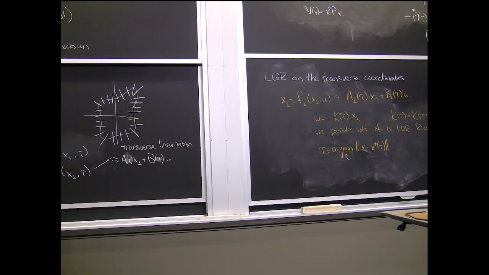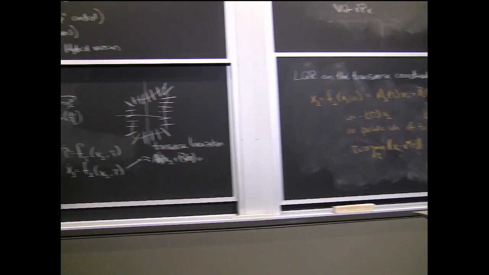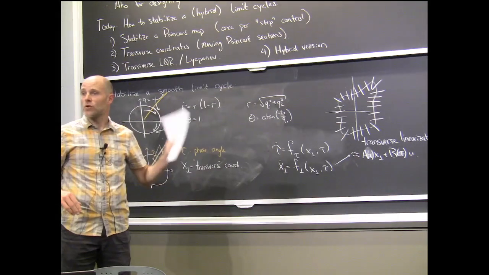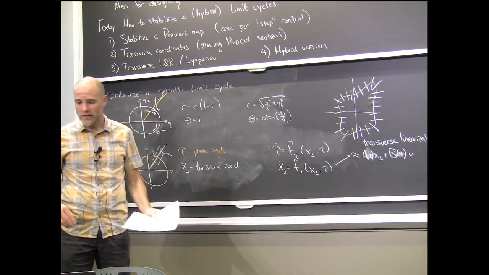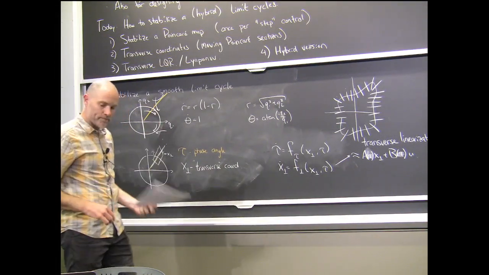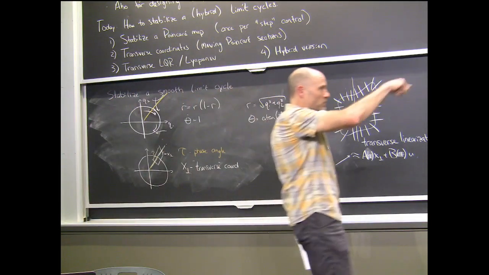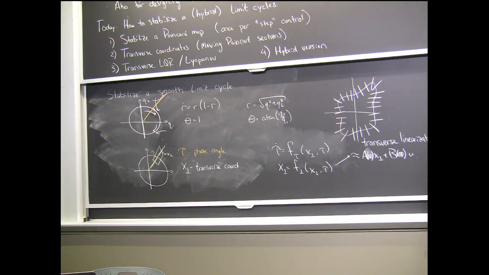Okay, one last idea to land this. We can do LQR to stabilize a limit cycle, but I haven't told you how to deal with the impacts, right? That most important picture of how to think about it: we've got a guard and a reset. How do we do LQR?